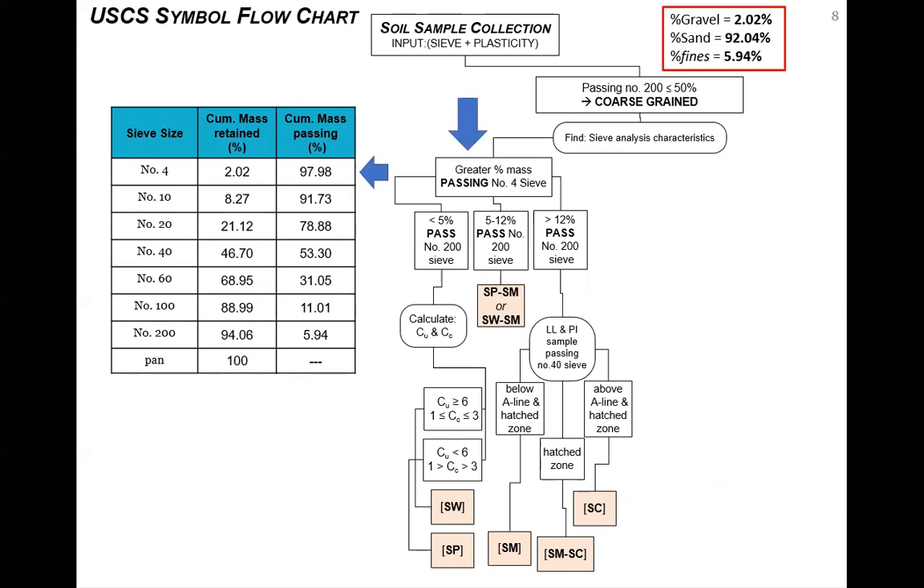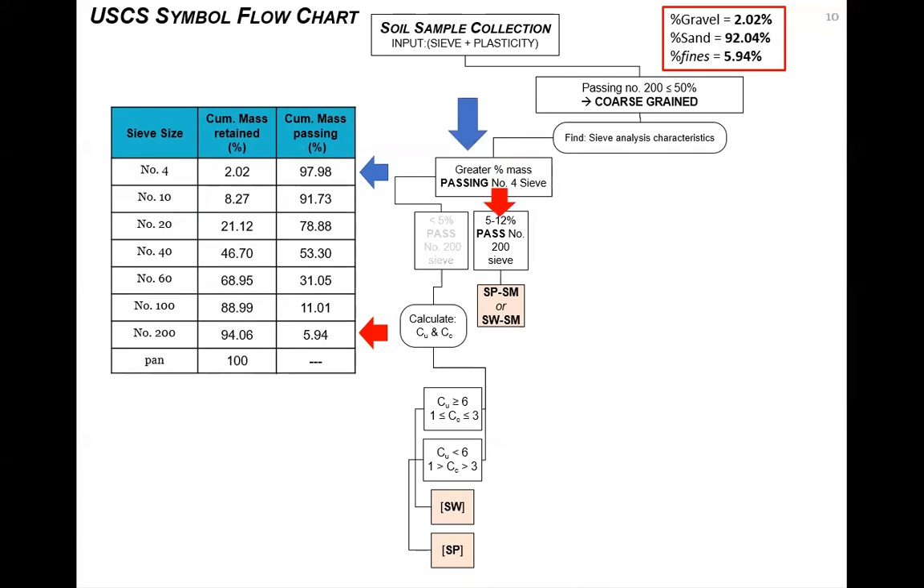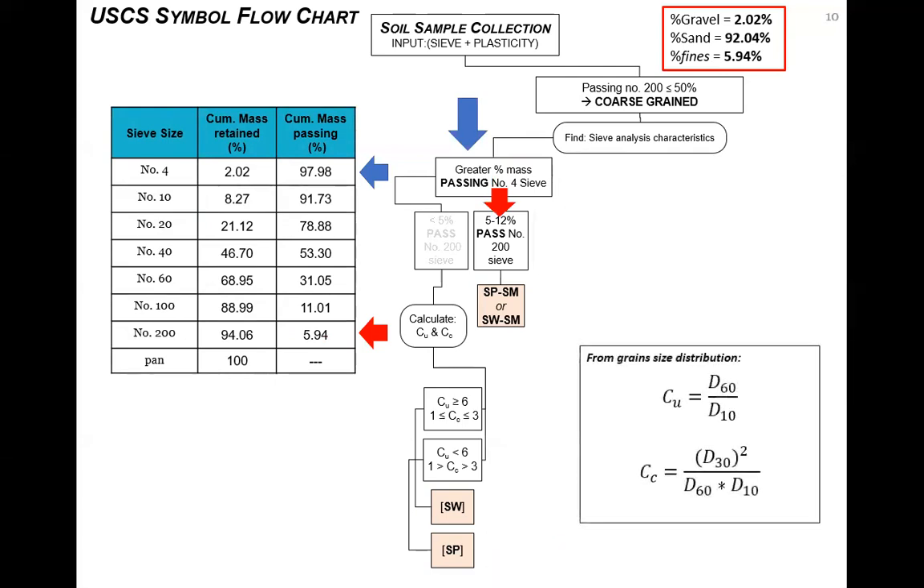So then we look at the percent passing the number 200 sieve. That percent passing the 200 sieve is down here, so we're at about 6%. So we are somewhere between 5 and 12%. So that's this column right here, and everything else goes away. But what we need to do still is calculate the CU and CC to determine whether it is an SP-SM or an SW-SM. So this P and W is either poorly graded or well graded.